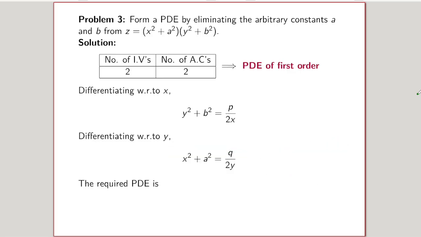Now the required PDE is z is equal to, instead of x squared plus a squared, we can replace it by q divided by 2y, and y square plus b square can be replaced by p divided by 2x. If we bring the denominators to the left hand side, we will be getting 4xyz is equal to p into q. So this is the final PDE.